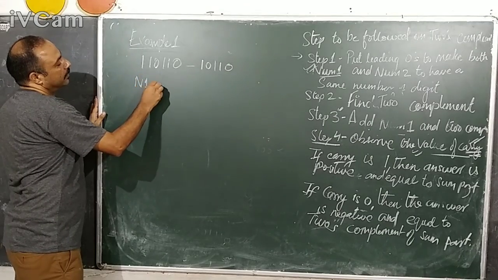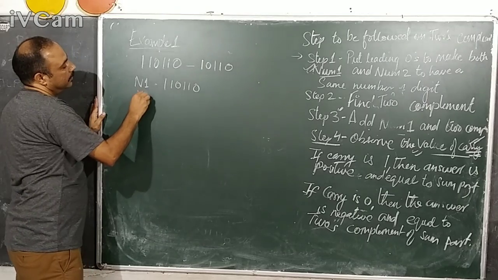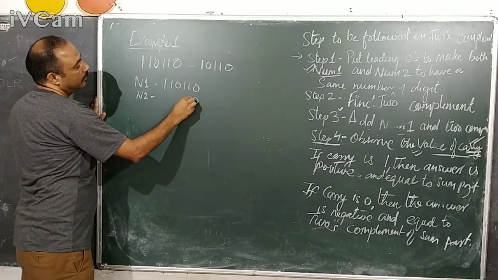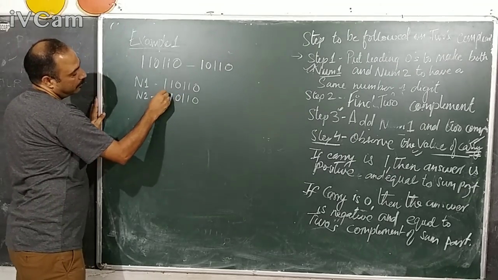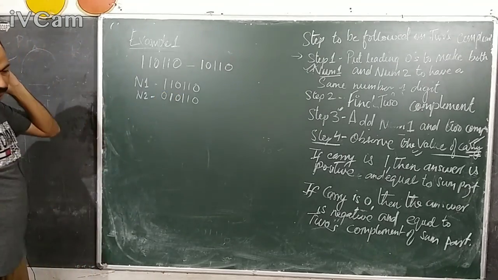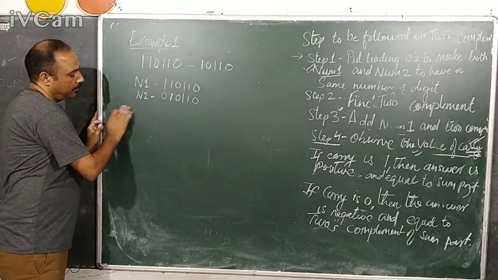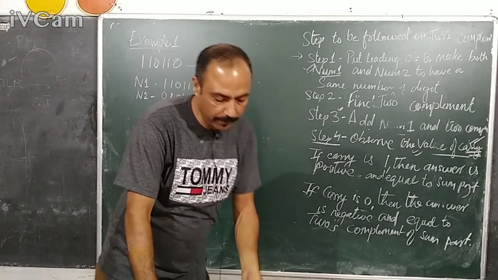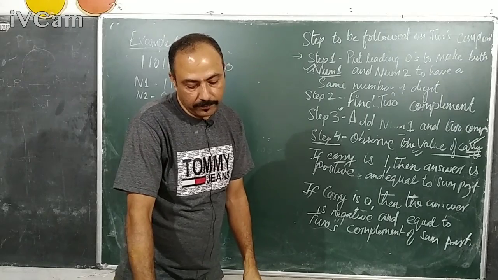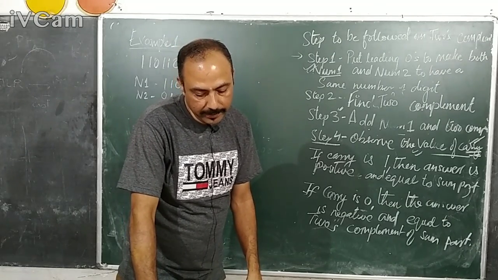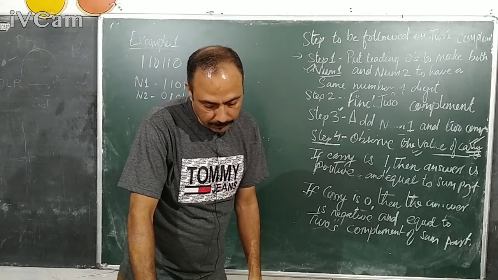So the first number is 110110. The second number is 01101. Now to make it equal, we'll put a 0 in front. Okay, now we will find the 2's complement. How to find the 2's complement? To find it, first we have to find the 1's complement, then we can find the 2's complement by adding 1.